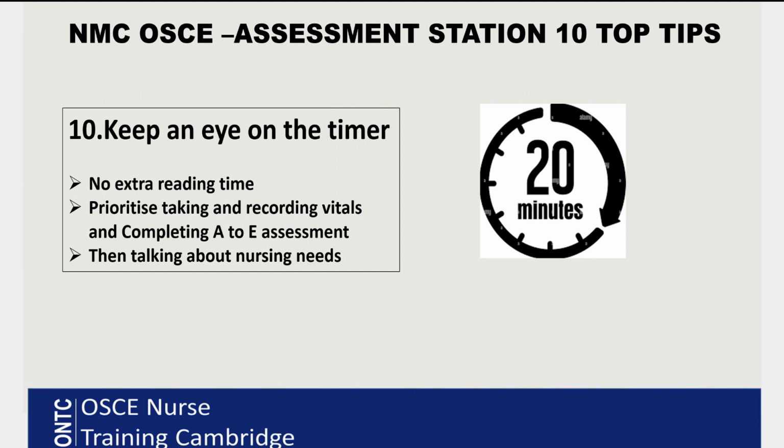Next one is prioritize, taking your vitals, plotting them correctly, completing your A to E assessment. Talk about the nursing needs right towards the last part of the station, because you really need to prioritize your documentation and taking vitals correctly and doing correct A to E assessment. That's really, really, really important. And then whatever time you've got left after that, then talk about their nursing needs, making sure you talk about the physical aspects, psychological, spiritual and sexual aspects of their nursing needs, making a holistic assessment. So that's what you need to do in 20 minutes.